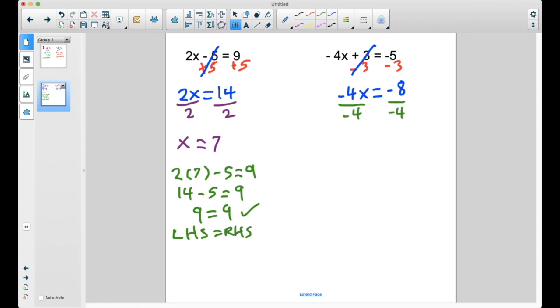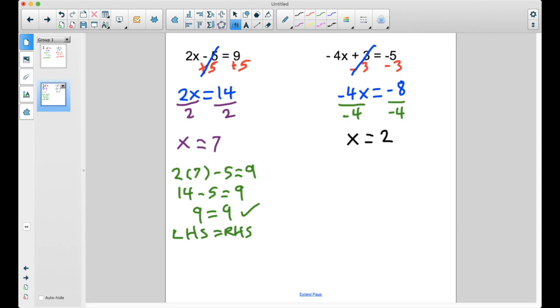Negative 4x divided by negative 4 is going to give us a positive x. And then on the right-hand side, negative 8 divided by negative 4 gives us a positive 2. Now just remember that when you divide two negative numbers, we're going to end up with a positive answer.